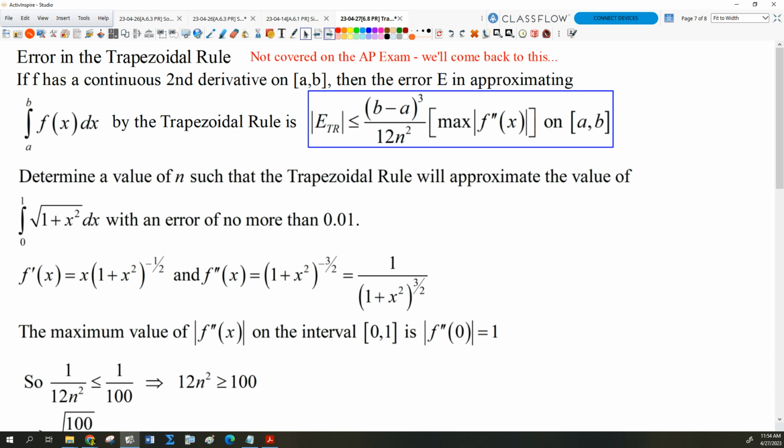Like, for example, when are we out of here? 1 minute? Okay, I'll stop here then.